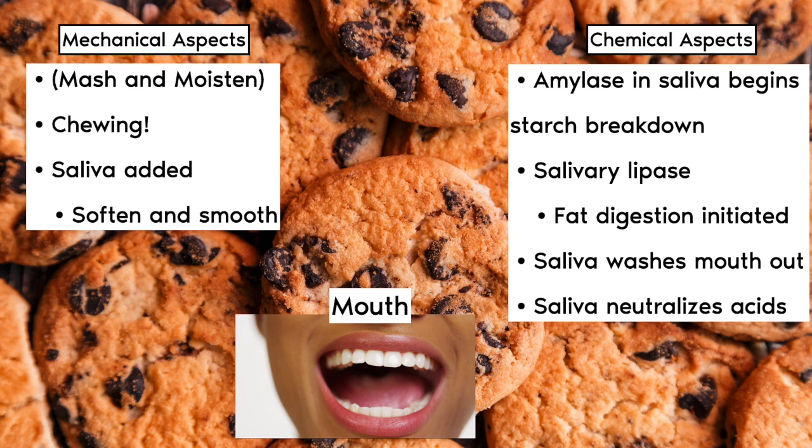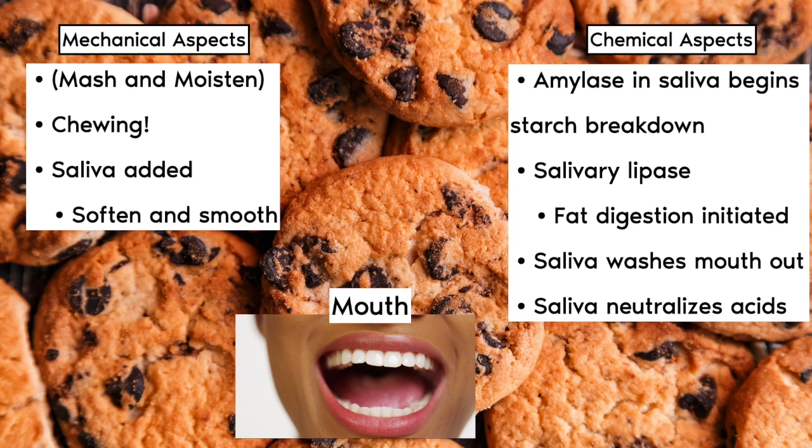When we're talking about the digestive system, we're going to start with the mouth because that's where your food goes first. And each part of the digestive tract has mechanical aspects of digestion and chemical aspects at work. Mechanical aspects mean using force to break things up, move things along. Chemical aspects could be things like using enzymes, acids, or bases to digest and break up food into its various nutrient components. So in the mouth, we have mashing and moistening happening, and that's really through chewing, right? So we're chewing our food.